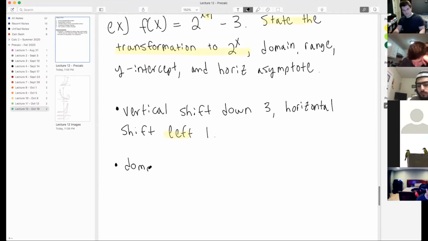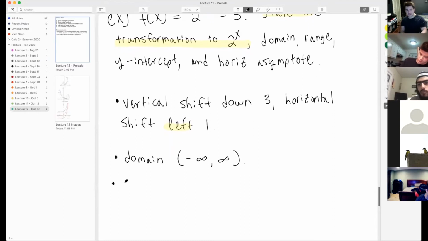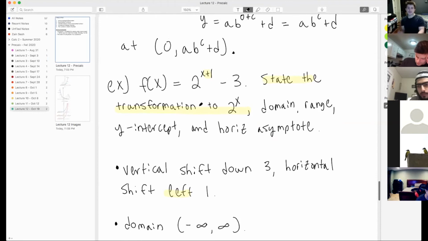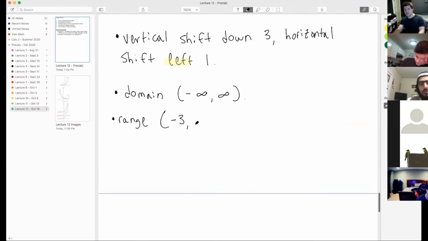Yeah, so the domain for all of these is always going to be all real numbers. And we notate that in interval notation as minus infinity to infinity. All right, the range. So for the range, you need to look at the vertical shift. You're going down 3, so the range will be minus 3 to infinity. That's how you do that.